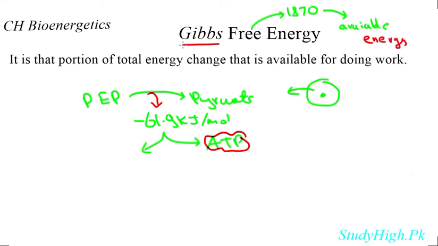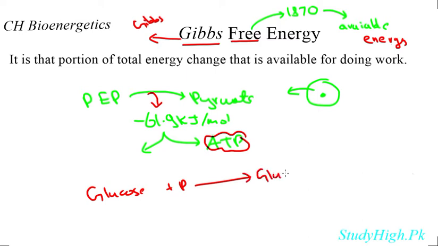This word Gibbs is also after the scientist. Free, do not be confused by the word free. This is just used by the scientist Gibbs, whereas some scientists do not use the word free. They just say it gives energy. Like during the first step of glycolysis, what happens? Glucose plus phosphate combine to form glucose 6-phosphate, and the Gibbs energy for this reaction is plus 13.6.